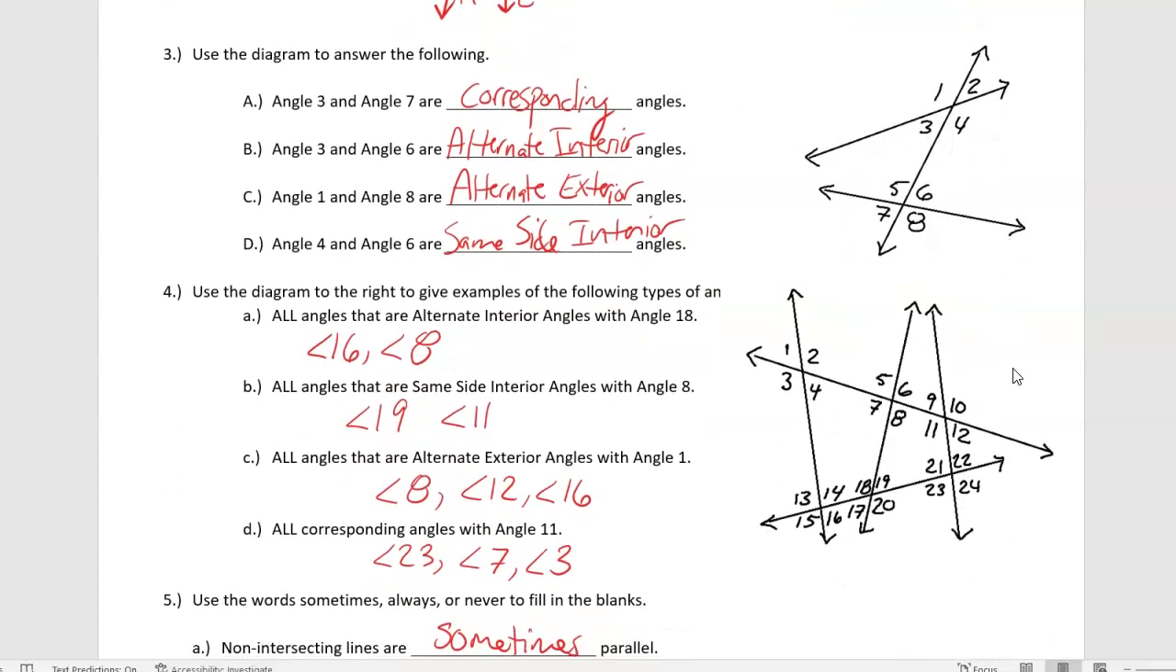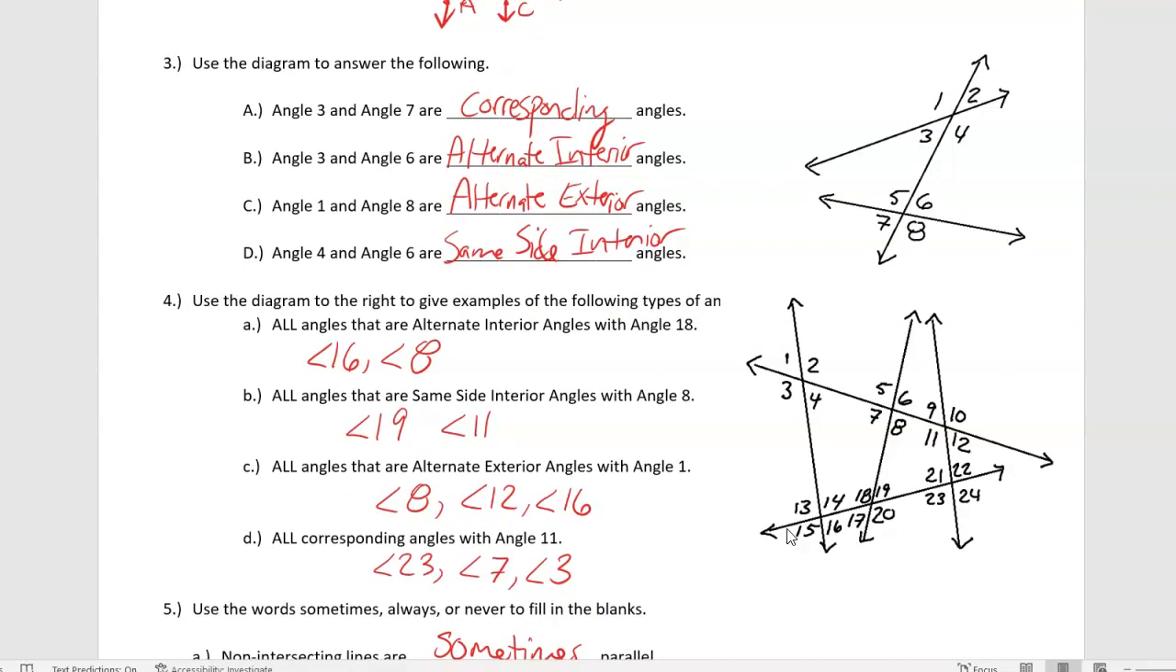Now this is the part that usually messes the most people up. And the reason being is, let's say we're trying to use 18 as a reference angle. 18, it's possible for it to be interior or exterior. So that messes people up. If you're talking about the horizontal lines, then 18 is between them, so it's on the interior. Now, if you're going over and looking at the two vertical lines on the right, 18 is on the exterior.